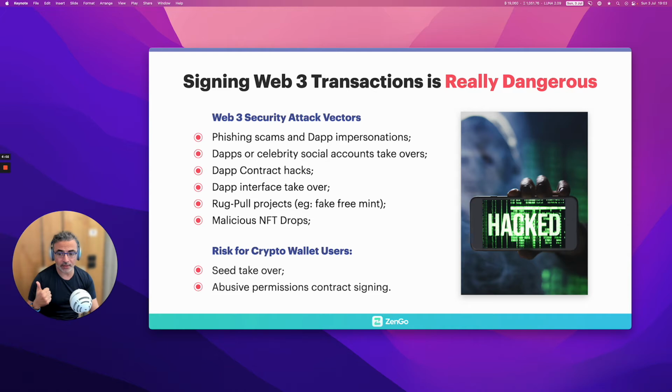The first one is the takeover of your seed, that your seed phrase is going to be taken over because you're going to either give it away or give permission that will allow the attacker to take over a program where your seed phrase is stored, something on your computer. That's the first risk. And the second is abusive permissions of contract signing, meaning that when you sign a transaction, instead of giving a very, very simple basic permission to do whatever is simple, you're going to give a permission to approve all transactions on all your funds. And what that means is that you're going to lose everything.